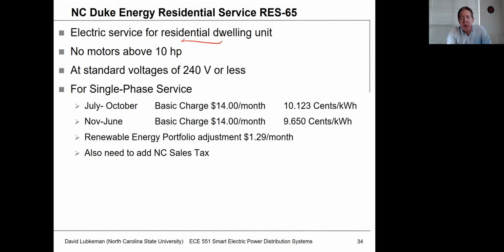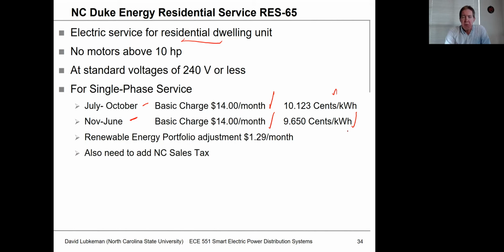What they do is break the year into a July through October and a November through June set of times in terms of the charge. They have a basic connection charge per month, and then they have an energy charge. You can see that in the wintertime this actually goes down. The idea behind something like this might be that in the wintertime, heat is something you absolutely have to have, whereas air conditioning is maybe a little bit more of a luxury. I mean, you could argue with that. But this typically also relates to their cost of energy during these times as well.